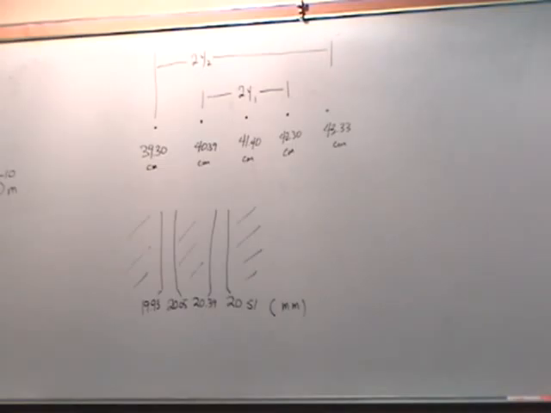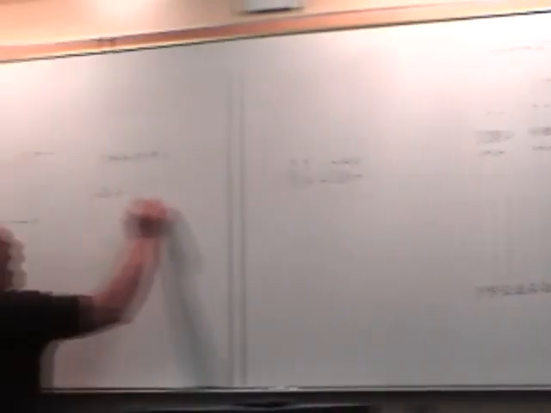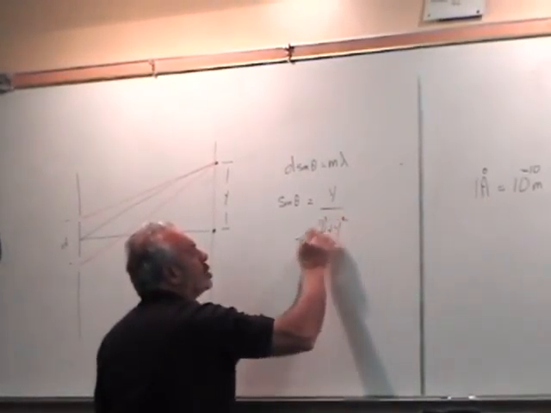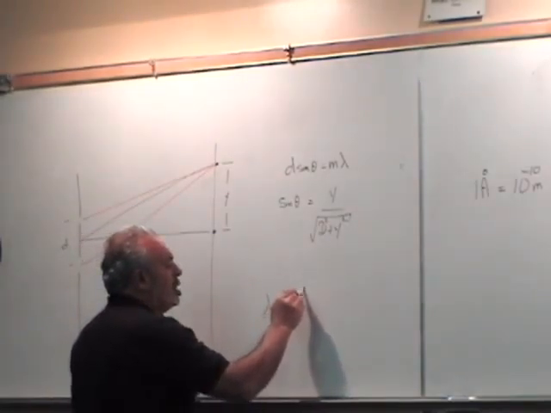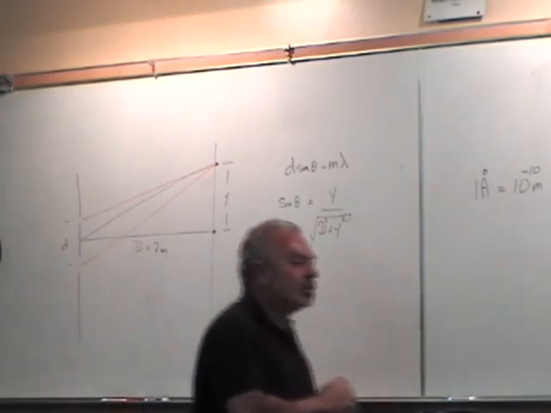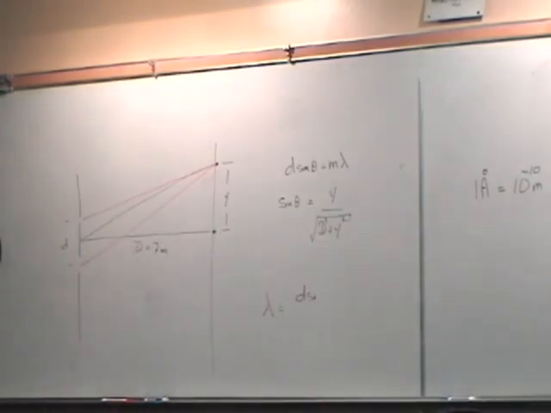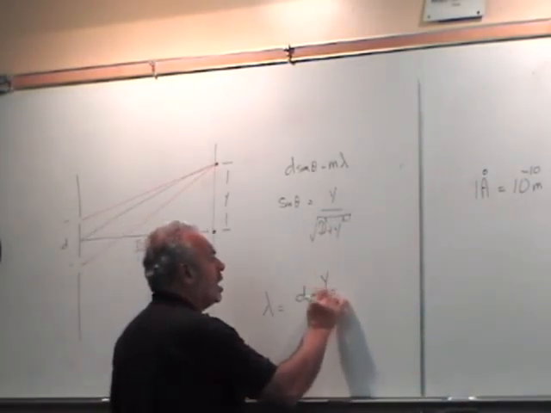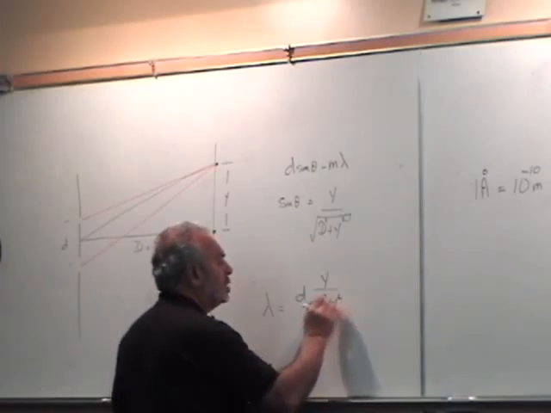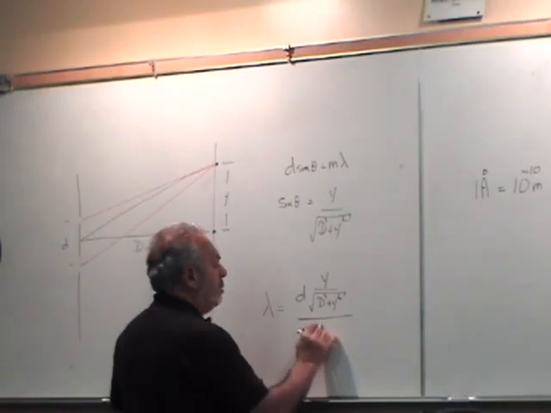And of course, we then went to sine of theta. Well, we are looking at this triangle. Let me try to draw this relatively accurately like this. So in this triangle, the sine of theta is y divided by the square root of D squared plus y squared. So finally, lambda equals d sine theta. I just replaced the sine of theta: d times y over the square root of D squared plus y squared, divided by m.